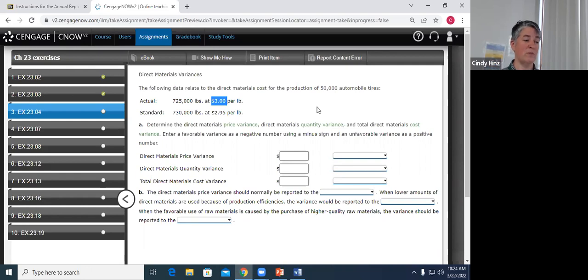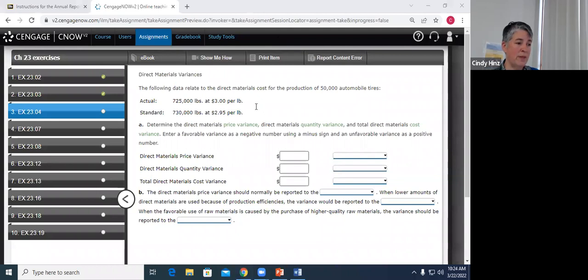They saved 5,000 pounds of product because they bought a better product and so they had less scrap or less rework, less non-conforming materials. It is absolutely possible, maybe even likely that that's what happened here. And we'll see in total, did they save money? So I'm going to go to the total direct materials variance first.